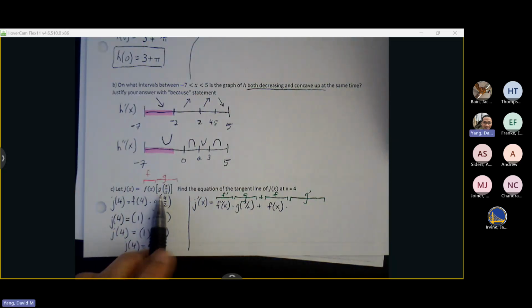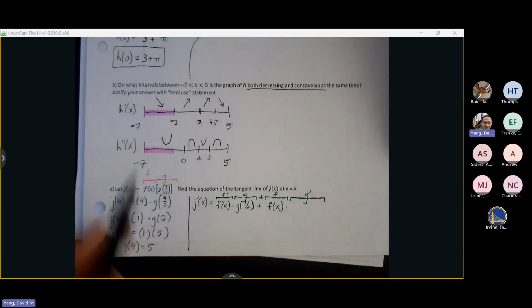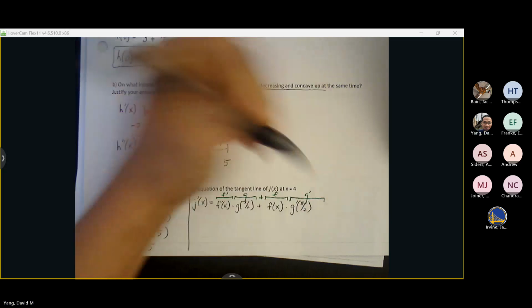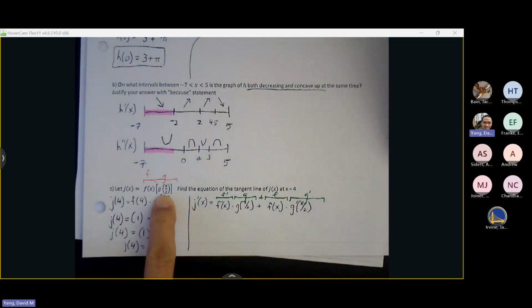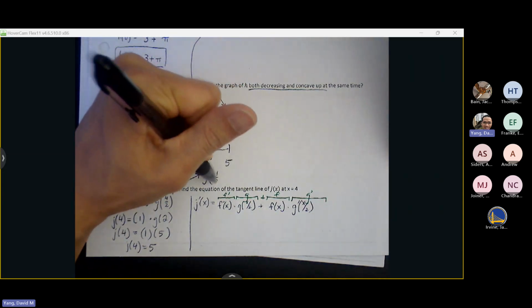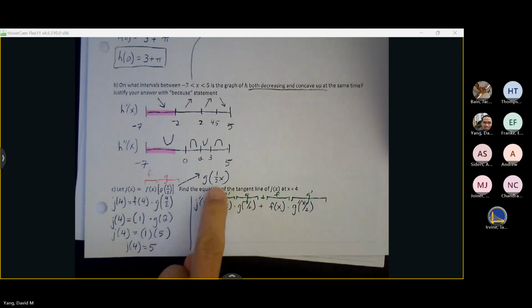Now G prime is outsize times insize derivative. So G becomes G prime of x over 2. What's the derivative of x over 2? 1/2. Another way to think of G of x over 2 is G of 1/2 x. And 1/2 x's derivative is just 1/2.